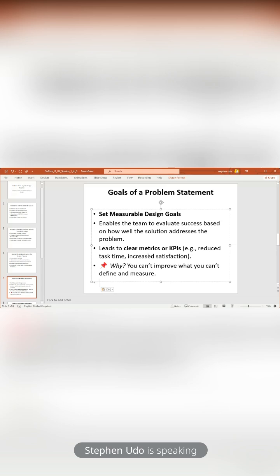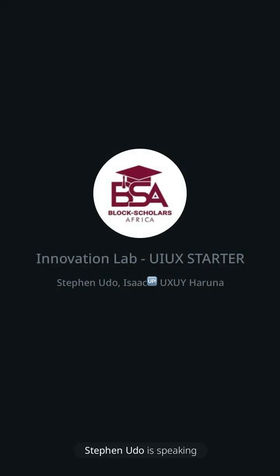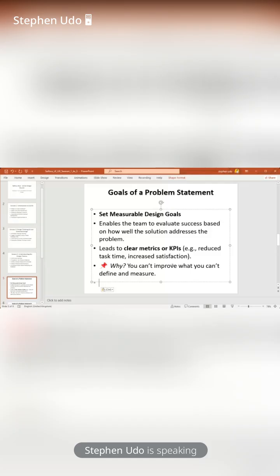So it leads to clear metrics or KPIs, e.g., reduce task time, increase satisfaction. So this problem statement, reduce task time. You will not waste your time doing irrelevant tasks. Instead, you focus on what you are doing, because you can't improve what you can't define and measure.